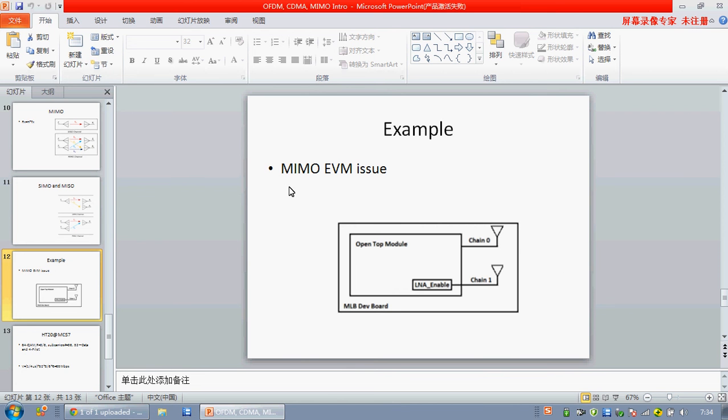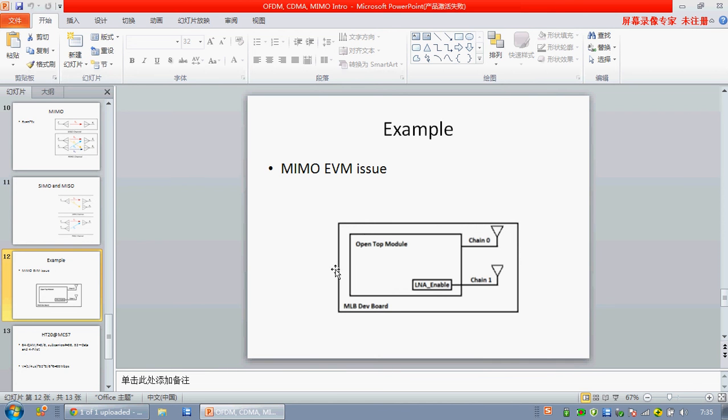So what's the problem? I dug into the firmware. I found out that when I was transmitting on chain zero, not chain one, chain one's LNA was actually enabled. What would be the consequences? My signal transmitted out from chain zero might be picked up by chain one, and since the LNA is enabled, it loops back to chain zero, which means we are influencing each other. That's called the degradation. Then I forced chain one off, I grounded the LNA enable, so there's nothing to do with chain one anymore, and the EVM issue was fixed.